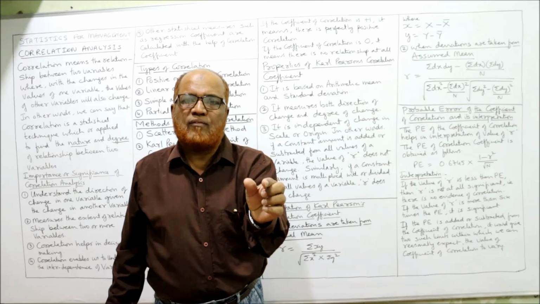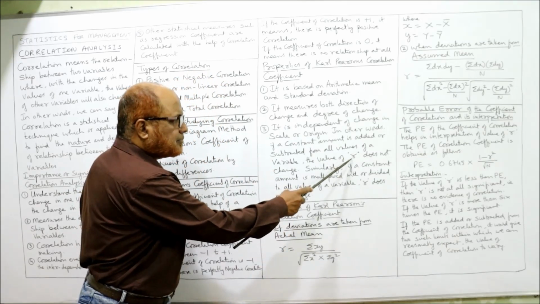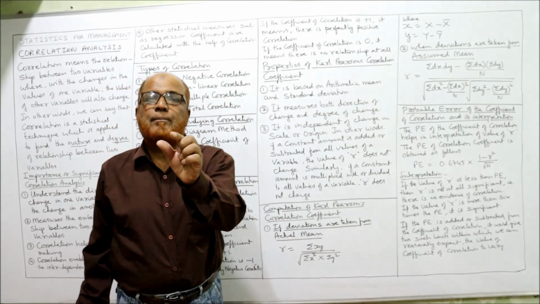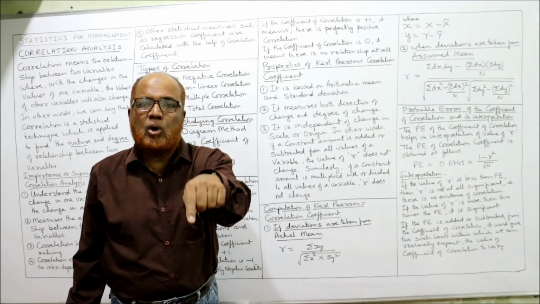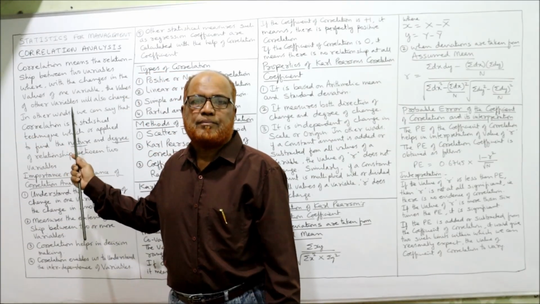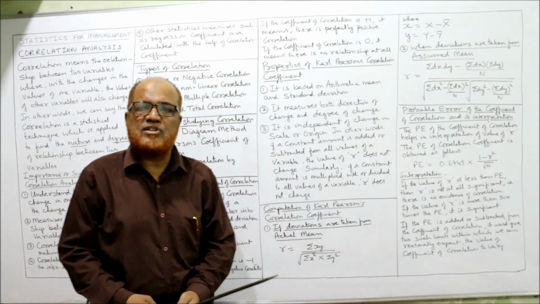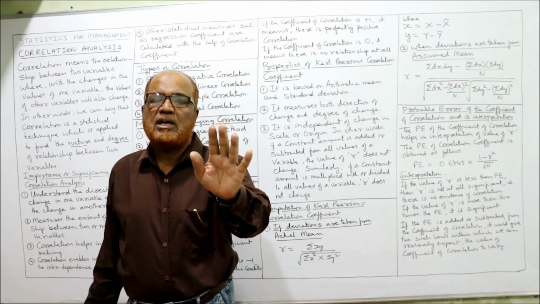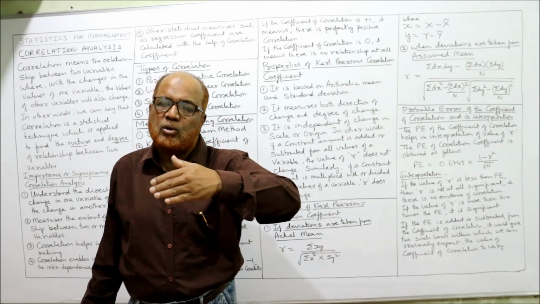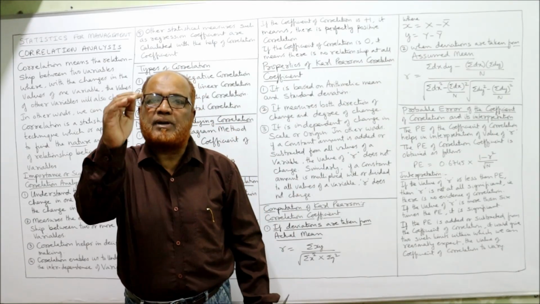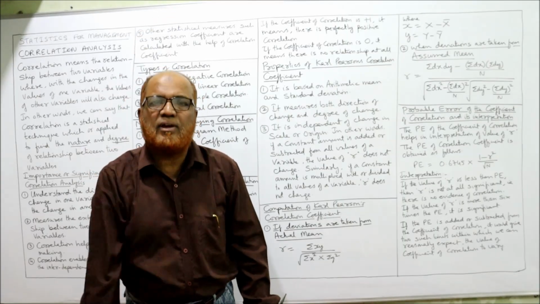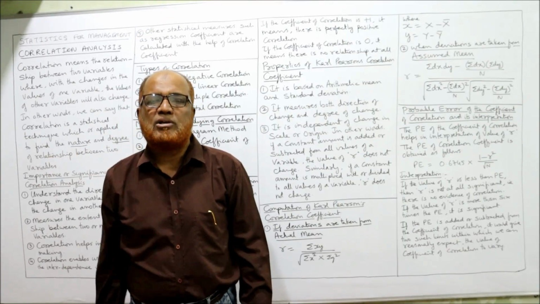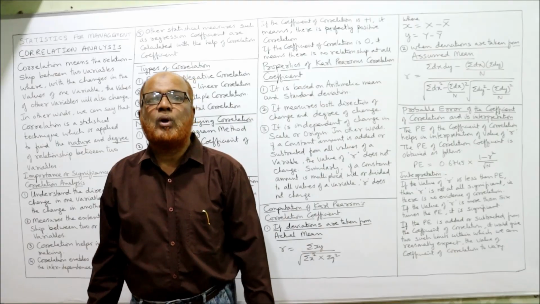The correlation coefficient, r, is a symbol. This r is a symbol which is used to denote the correlation coefficient. So the value of r will not change even if we add a constant value to all the variables or subtract a constant value from all the variables. That is called independent of origin.